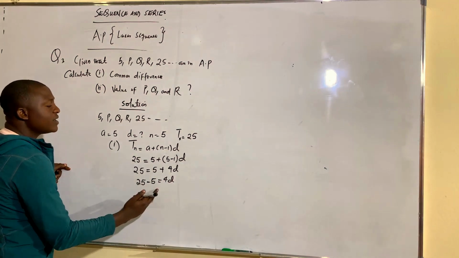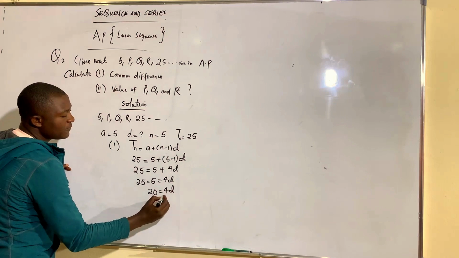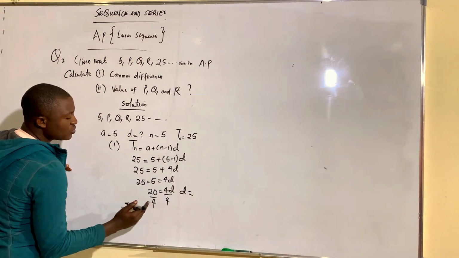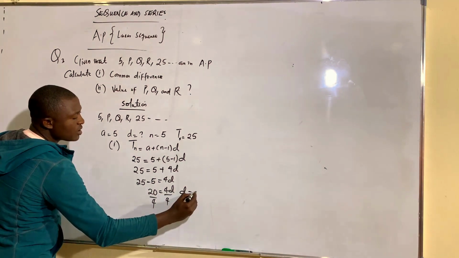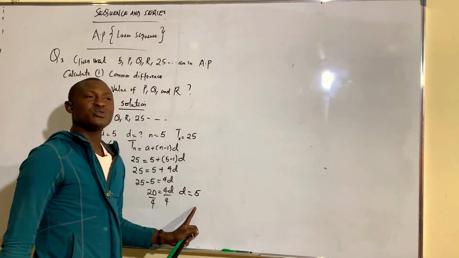So 25 minus 5, that's going to be 20 equal to 4d. So I'm looking for d, divided by 4, divided by 4. So d is equal to 20 over 4. Of course, you are going to have 5, meaning our common difference is equal to 5.